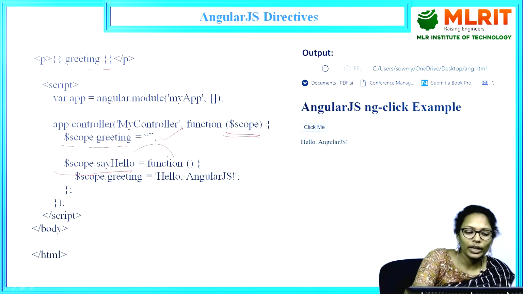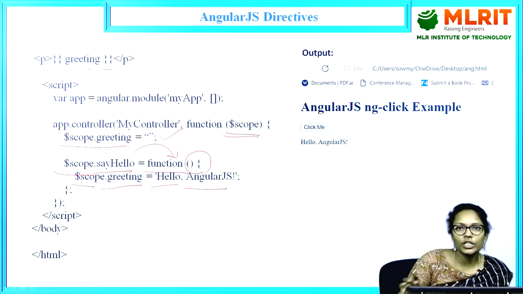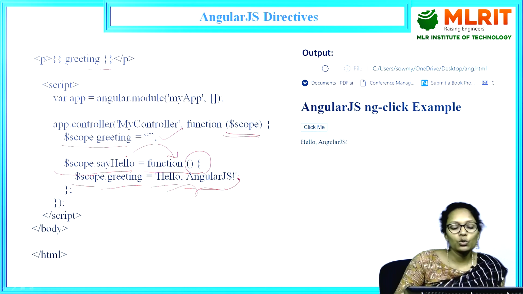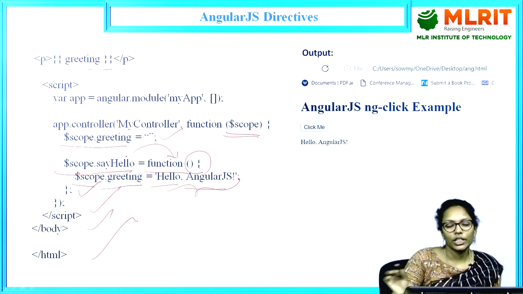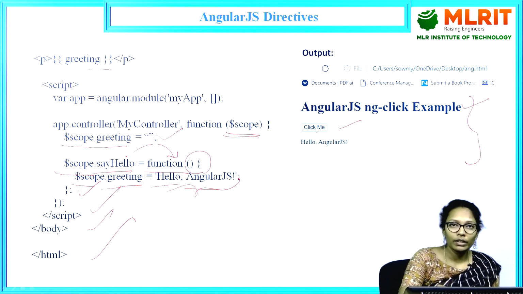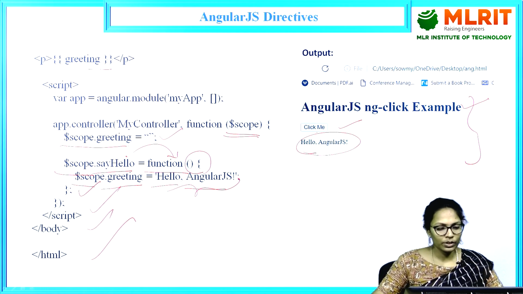For this I want to write a function. What is this function doing? $scope.greeting already has an empty value, and I am modifying it to hello AngularJS. So whenever the button is clicked, this function will be called and it will change the empty text to hello AngularJS. That's all. Then you close this controller, and you close the script, body, and HTML. So this is the output: one heading followed by one button. Whenever I click on this button, I will get this message; otherwise, I don't get it. So try to execute this.